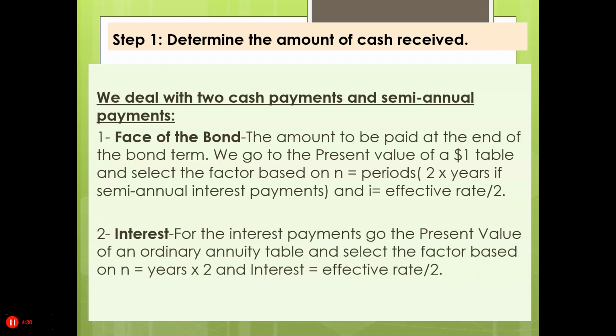Now, to determine interest expense, we figure out the present value of the interest payments. Since we're going to be getting payments over time and they're of the same dollar amount, we can use the ordinary annuity table. The reason we use this table is because the payment is always at the end of the period. If the payment were at the beginning of the period, we'd use the annuity due table. But whenever you're talking about bonds, it's just your ordinary annuity table, and we select the factor based on n equals the number of years times 2, and i is the effective rate divided by 2. So remember, whenever you go to the tables, you're always using the effective rate.